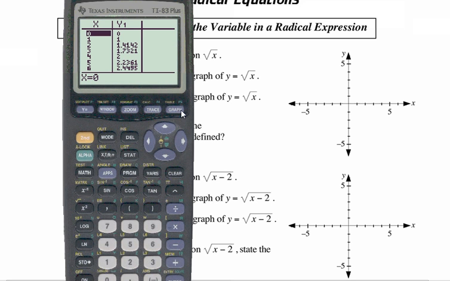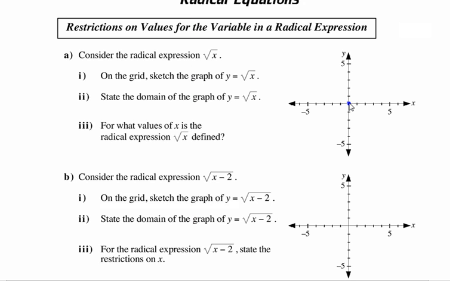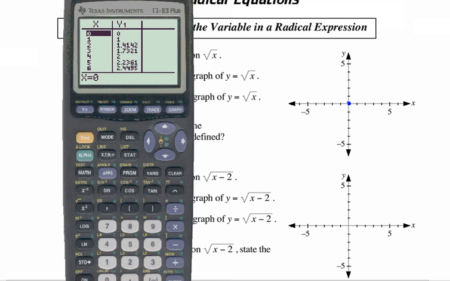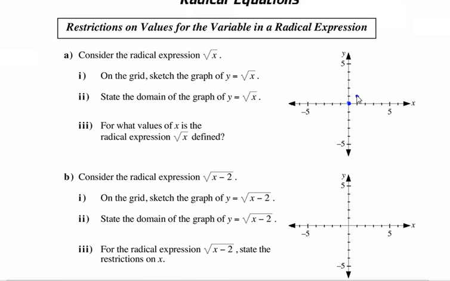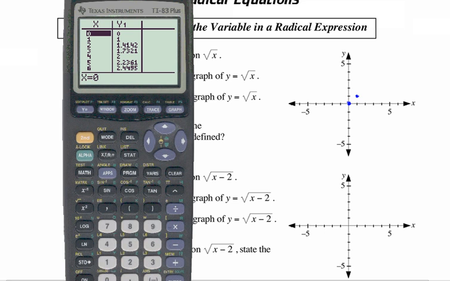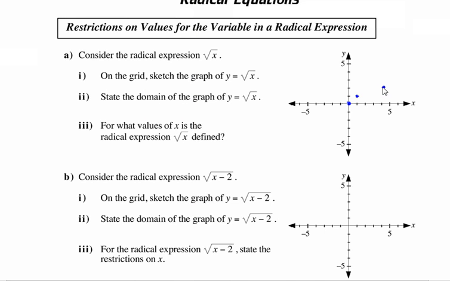So we have some points. We can plot 0, 0. Another nice point is 1 and 1. Another nice point is 4 and 2. And then from that, we can draw a nice curve. Okay, so square root of x. Square root of 1 is 1, square root of 4 is 2. That's where that comes from.